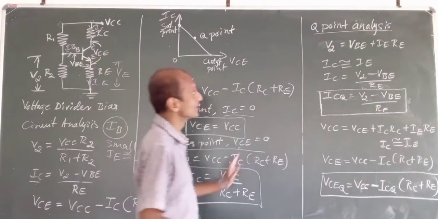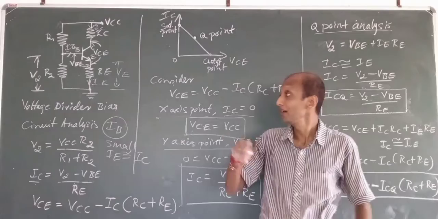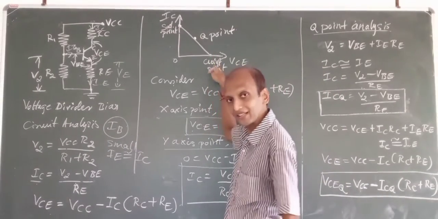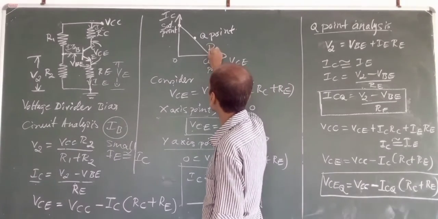Is that okay? Yes. So now coming to Q point analysis. After finding out the DC load line, or endpoints of the load line, I can draw a straight line. So that is your DC load line.